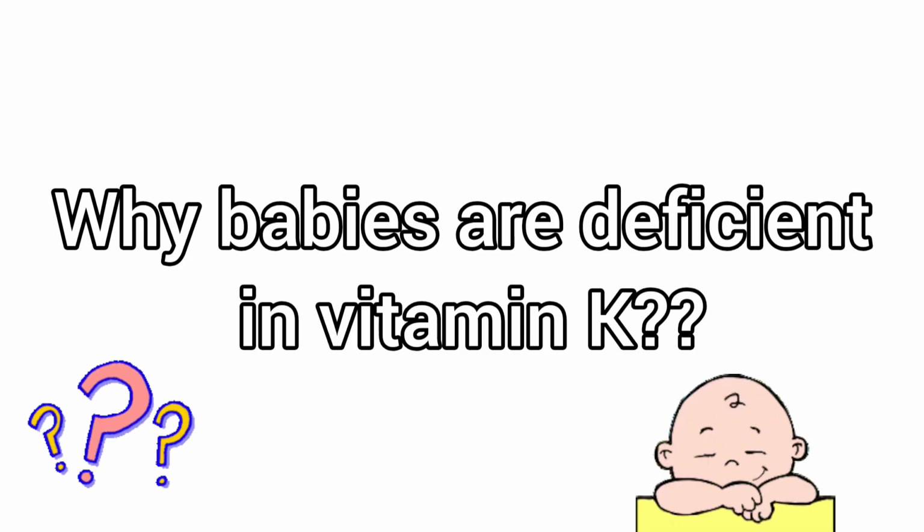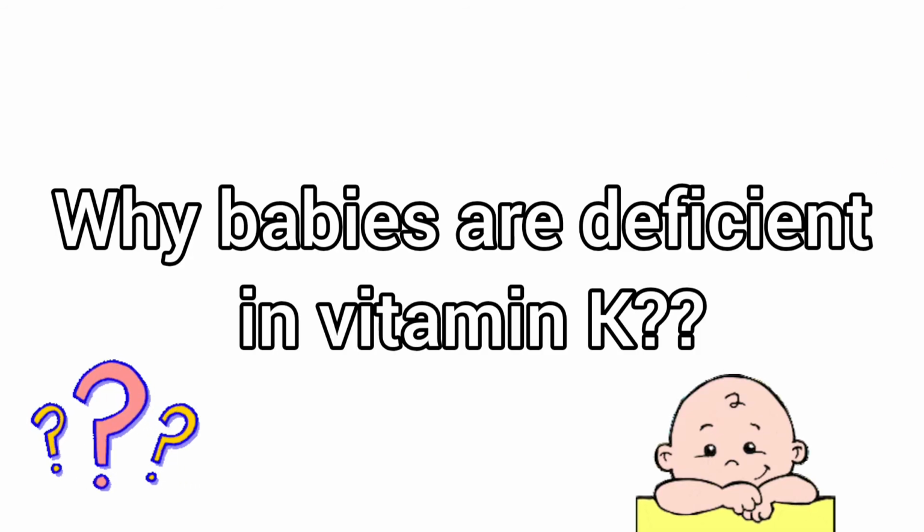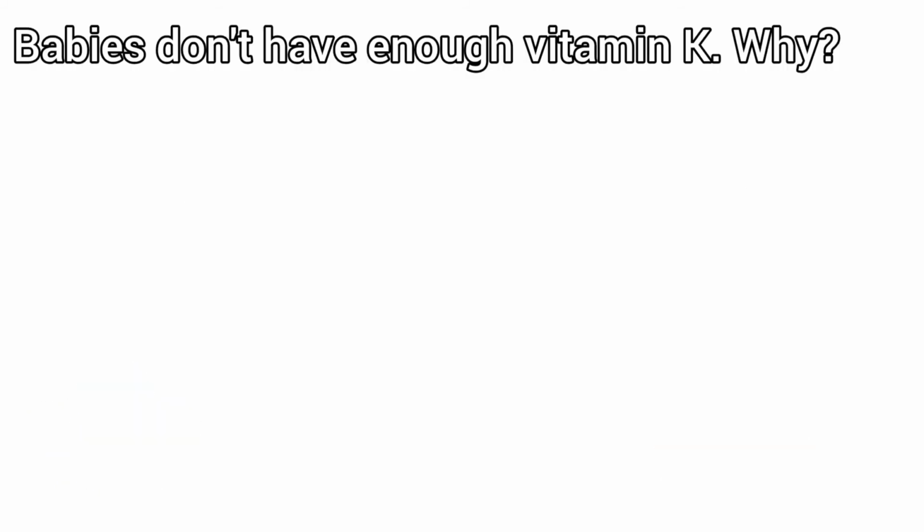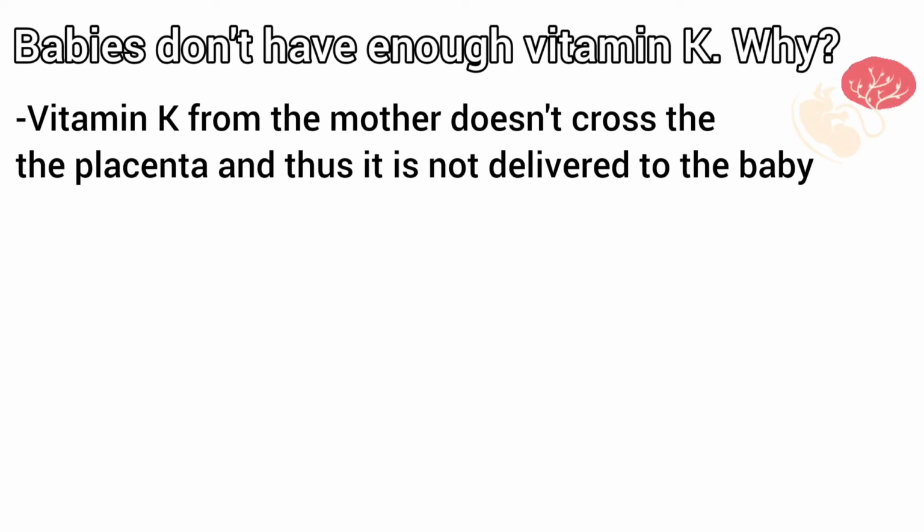Why are babies deficient in vitamin K, and why does your baby need the vitamin K shot? Babies have very little vitamin K in their bodies at birth for many reasons. Vitamin K from the mom is not easily shared with the developing baby during pregnancy as it doesn't cross the placenta. What is the placenta? The placenta is an organ that develops in the uterus, covers the baby during pregnancy, and provides the growing baby with oxygen and nutrients. It also removes waste products from the baby's blood. So vitamin K doesn't cross this placenta and hence will not be reaching the baby.